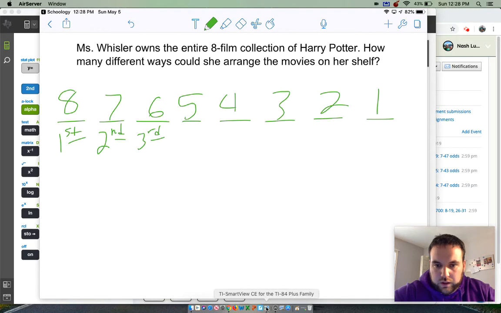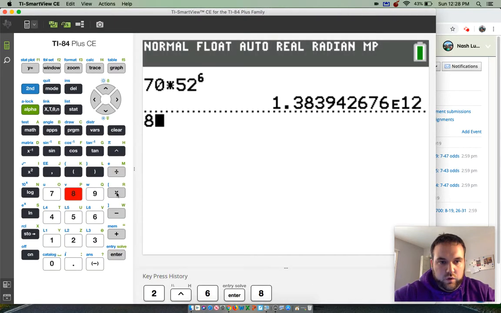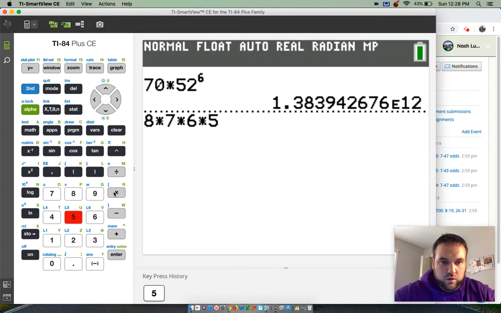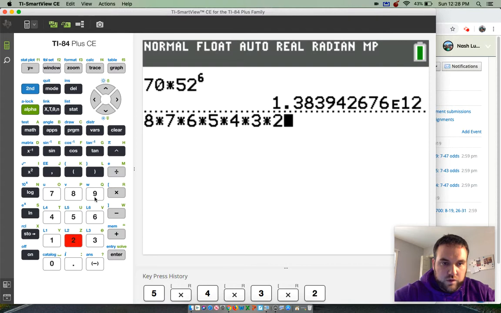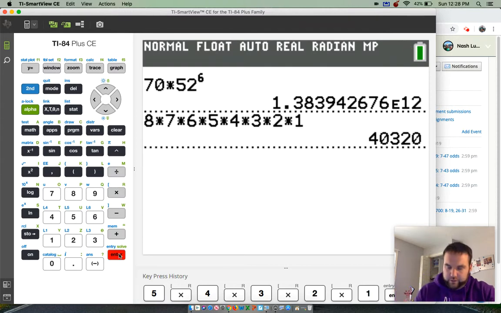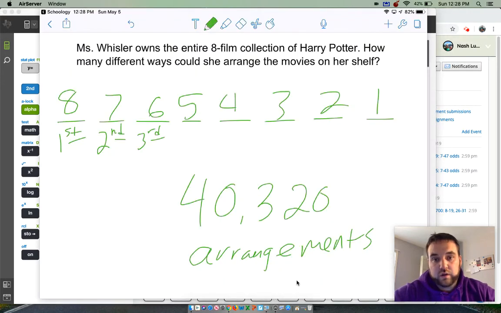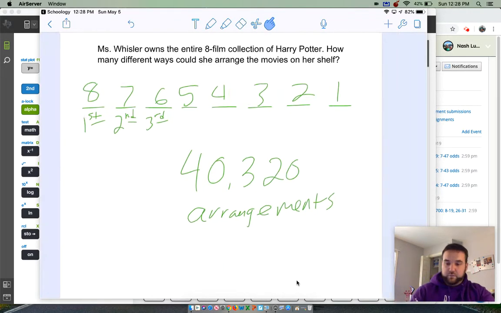Now, on the calculator, that is annoying to do: 8 times 7 times 6 times 5 times 4 times 3 times 2 times 1. And if you already know the trick to multiply this, you're probably yelling at the computer right now. So there are 40,320 arrangements of the movies on that shelf that she could do. So lots of different possibilities.